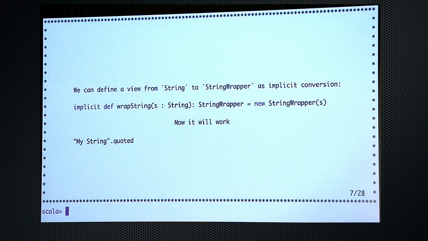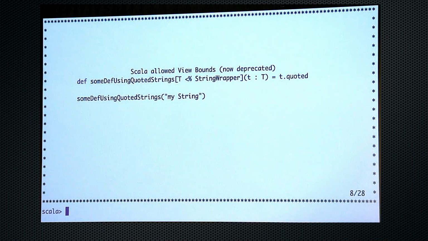So this is how you can extend, in this way, some types you do not have control over, by lifting them to your own wrapper type and then adding methods on it. You also have view bounds in Scala. They still work, but they are deprecated, but I just want to show it to you because you might encounter it if you're reading some source code. So what do we see here? We have some type parameter, and we have this view bound operator on it. String wrapper, that's the type we just defined. And it takes one value of the type. And suddenly we can call t.quoted on it.